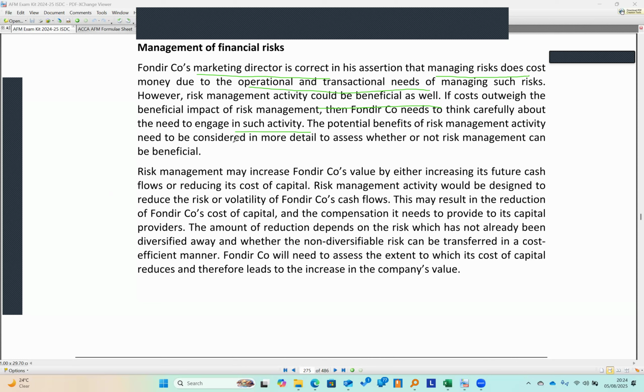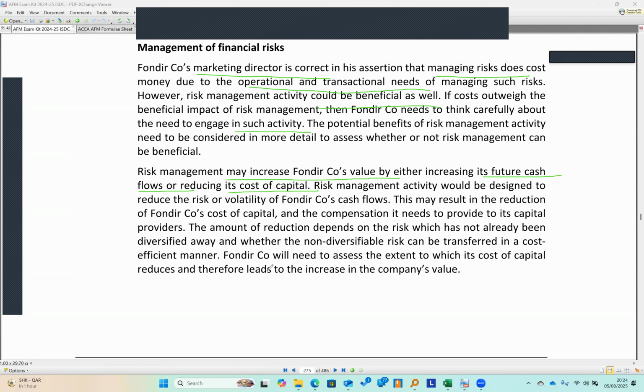So you need to look at the potential benefits of risk management in more detail to assess whether or not the risk management can be beneficial. So now, how does it impact the value of the firm? It can increase the future cash flows or reduce the cost of capital. Which means that you desire to reduce the risk of volatility of the cash flows, which may reduce the cost of capital, and therefore, if the cost of capital is lower, that means that you are able to invest in many different ventures, and also the shareholders' need also reduces.